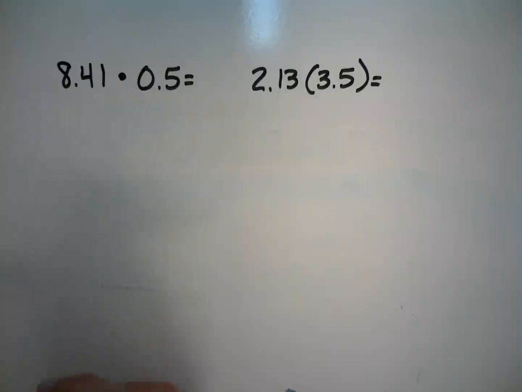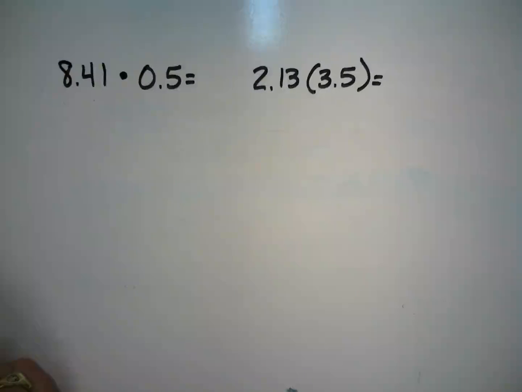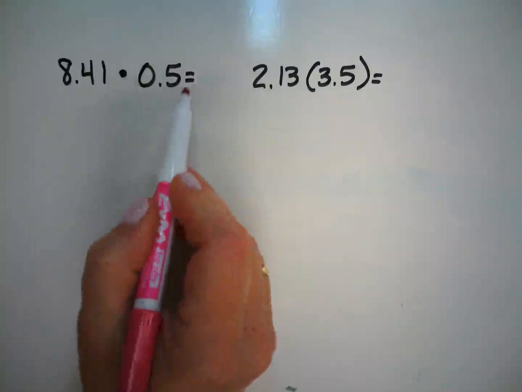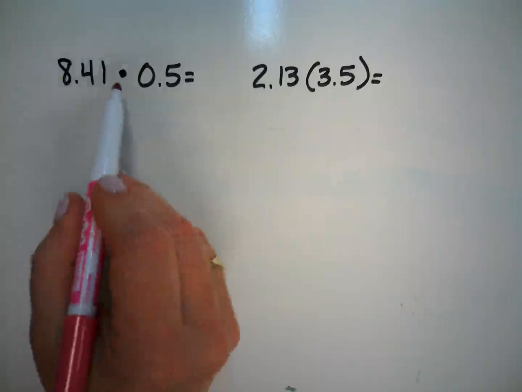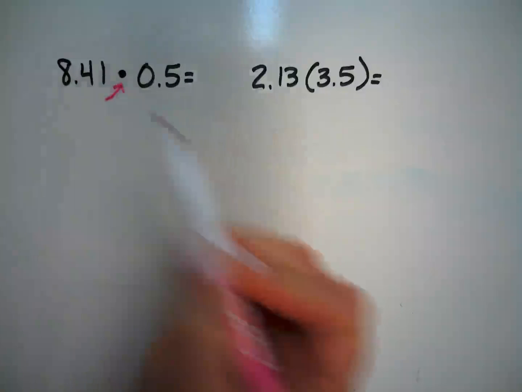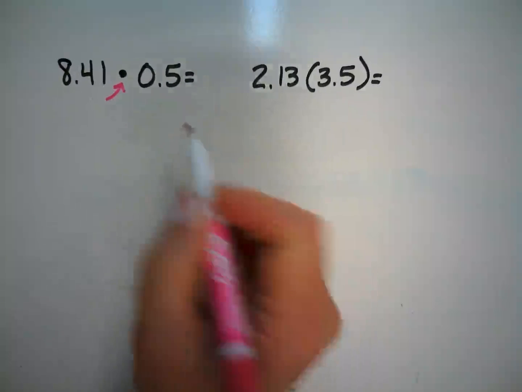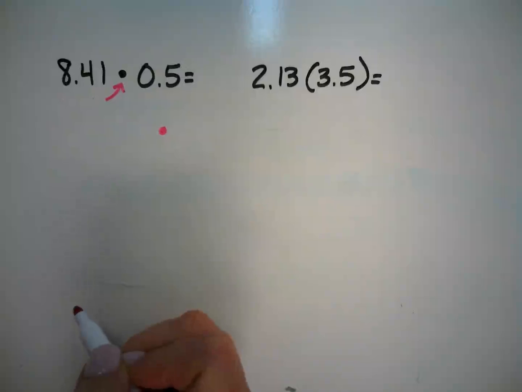All right, in this video, I'm going to show you how to multiply decimals correctly. So first, I want to take a look at the problems that are sitting here. Notice that this one has a dot. That is equal to multiplication. So a dot is a multiplication symbol.